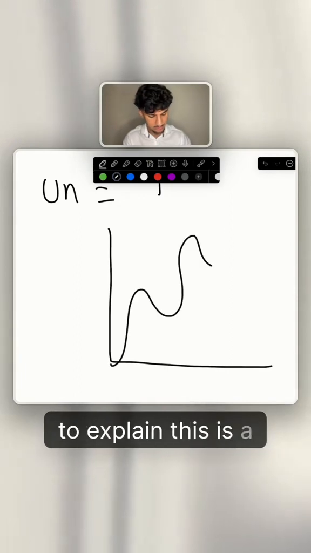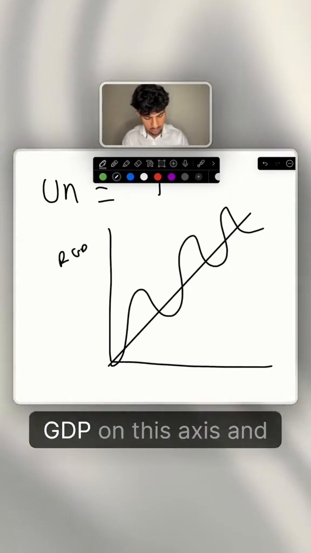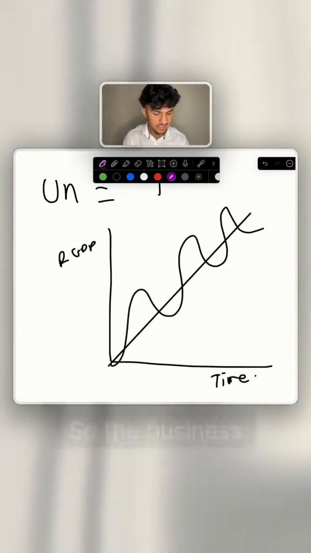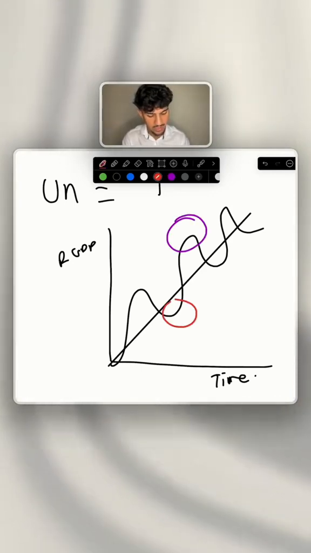A great diagram just to explain this is a really good diagram to draw out as well. Is the business cycle diagram, of course, with real GDP on this axis and time on this axis. So what does this show? The business cycle diagram shows booms and then it shows recessions in red. And how does that link to cyclical unemployment?